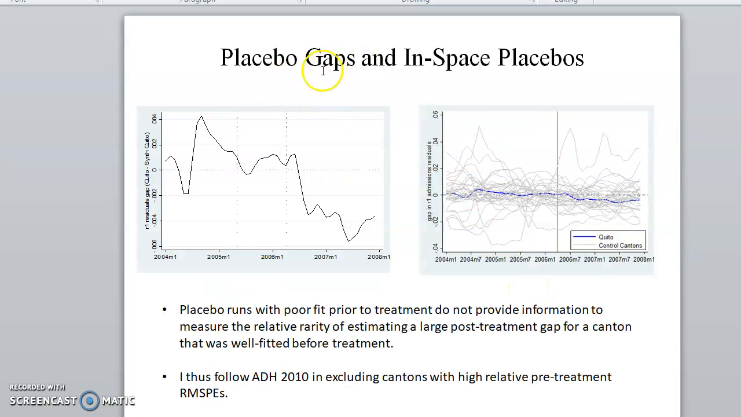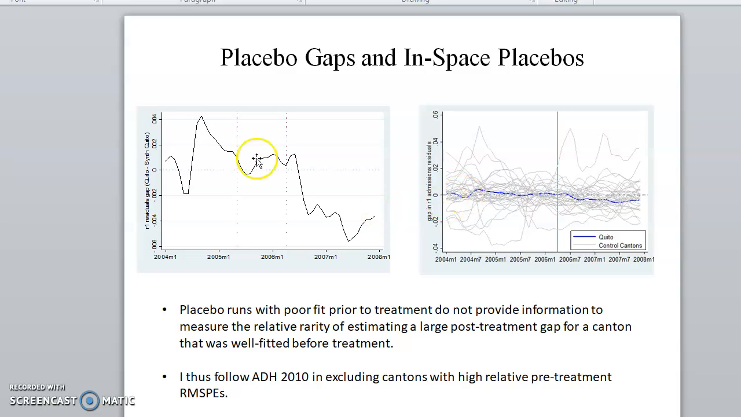I also do placebo gaps and in-space placebos. I follow Abadie 2010, Abadie 2015, and their procedure. And I see here, for example, this is for R1, acute respiratory illnesses, and even though there is somewhat of a gap, when I compare the blue line here to all the other gray lines, these are my placebo runs, I really see that for Quito, the fit is the best. It's one of the best, actually.